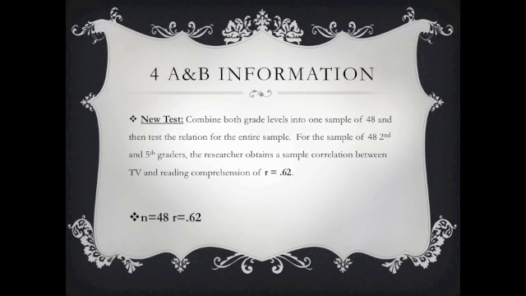Next, we are told that the researcher decides that he really wanted to know about the relation between TV and reading comprehension across elementary school. So he decides to combine both grade levels into one sample of 48 and then test the relation for the entire sample. For the sample of 48 second and fifth graders, the researcher obtains a sample correlation between TV and reading comprehension of r equals 0.62. So basically, our new test combines both grade levels into one sample, and the important data in that sample is that the sample size is 48 and the calculated correlation is 0.62.